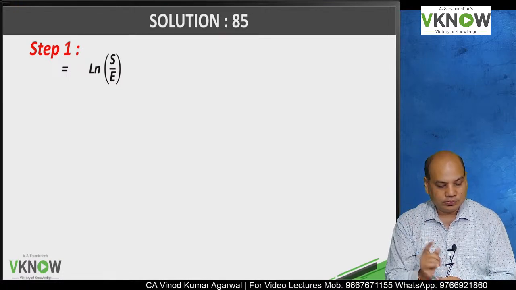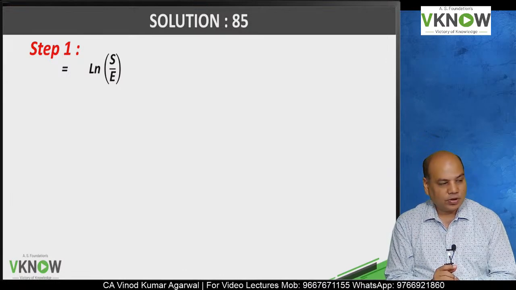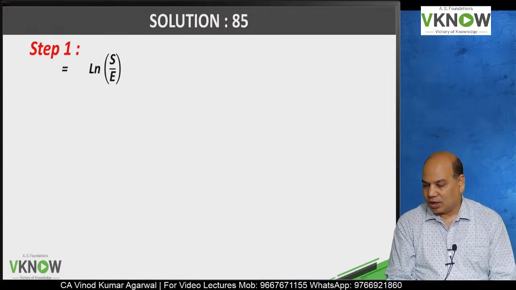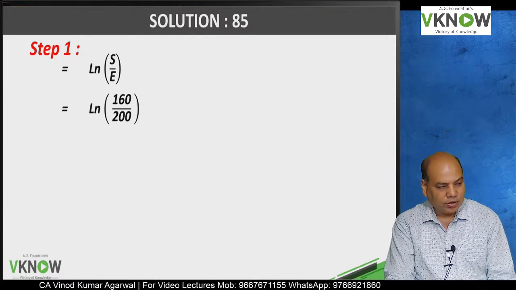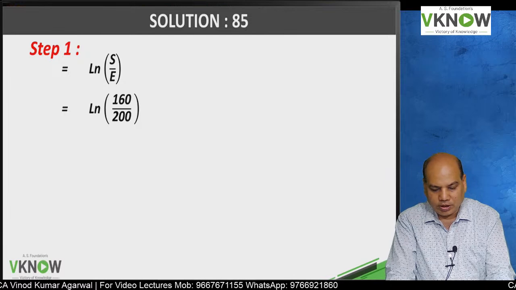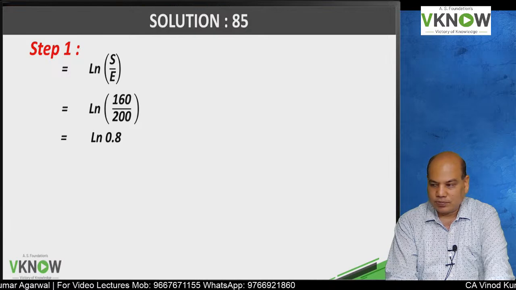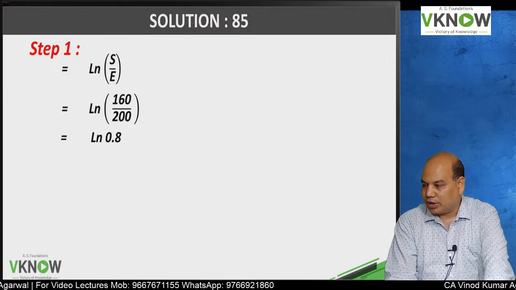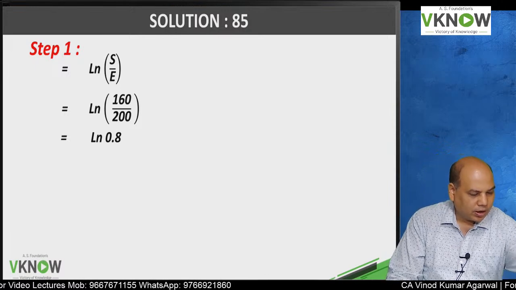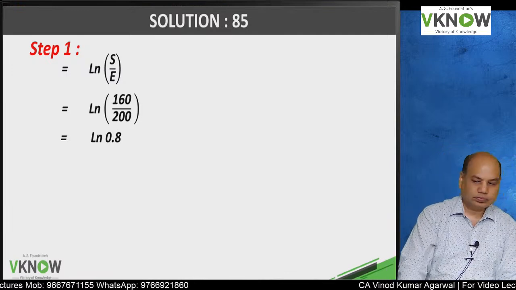Step 1, write down: natural log of S by E. Ln means natural log, into bracket 160 by 200. Simplify first: natural log 0.8. Is it right now?